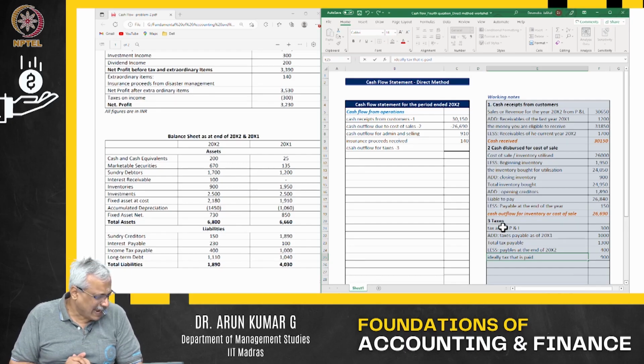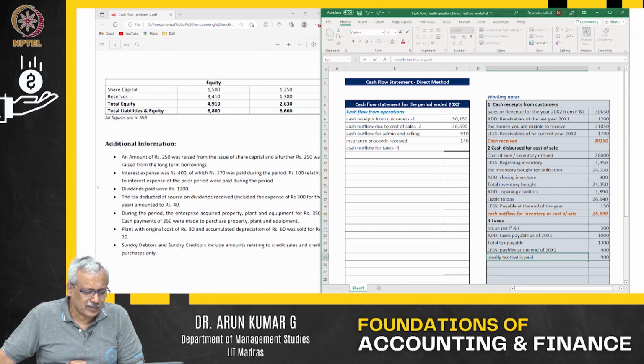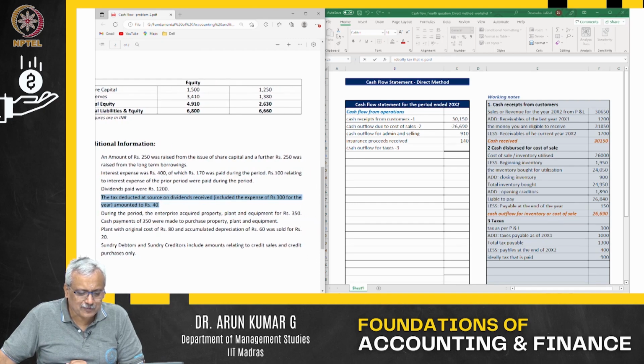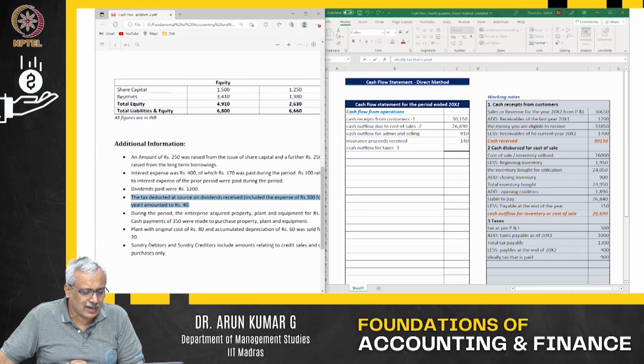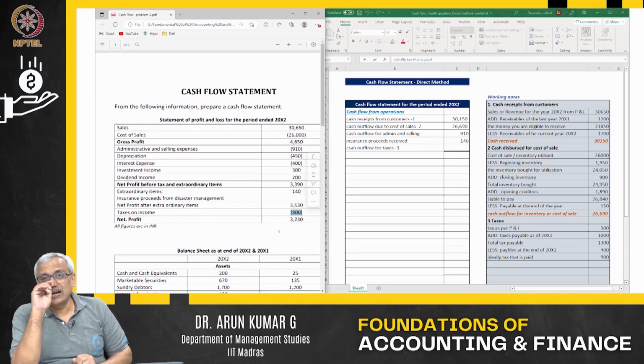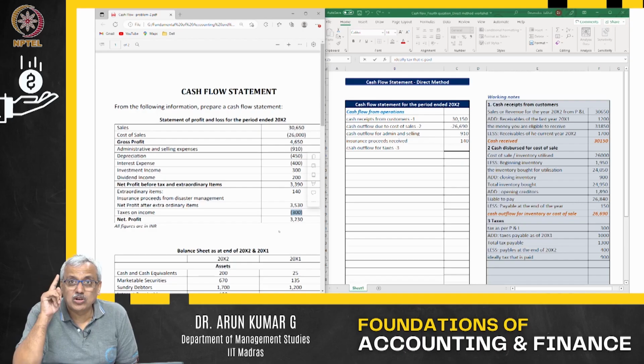But there is a small catch here. Go to the note out here. In the note, what I am highlighting, please note: tax deducted at source on dividend received is included in the expenses of 300 for the year, amounting to 40. So, that means what? This $300 includes the tax that is deducted at source by the fellow who has given you dividend.